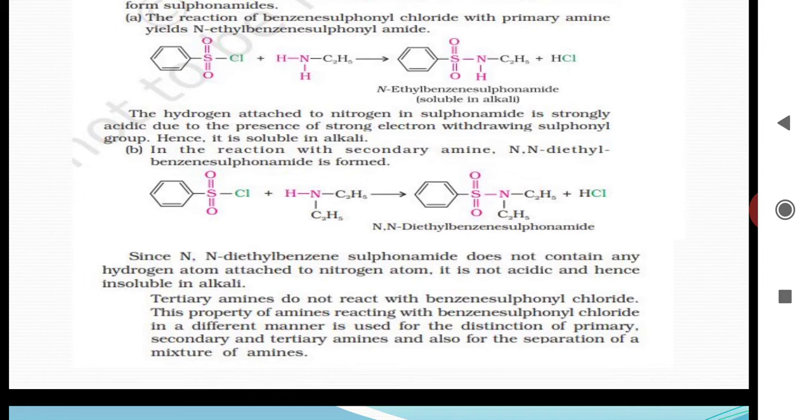In case of primary, the product formed will be soluble in alkali. In case of secondary, the product formed will not be soluble in the alkali, and in case of tertiary, the product will not be formed, meaning no reaction will take place.